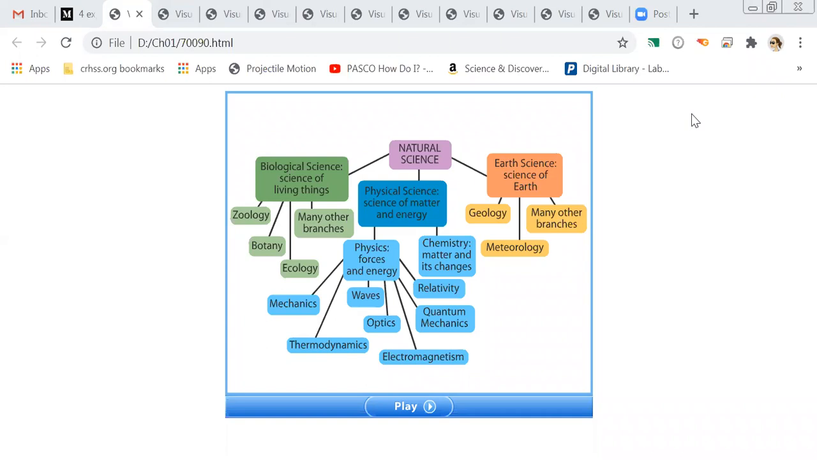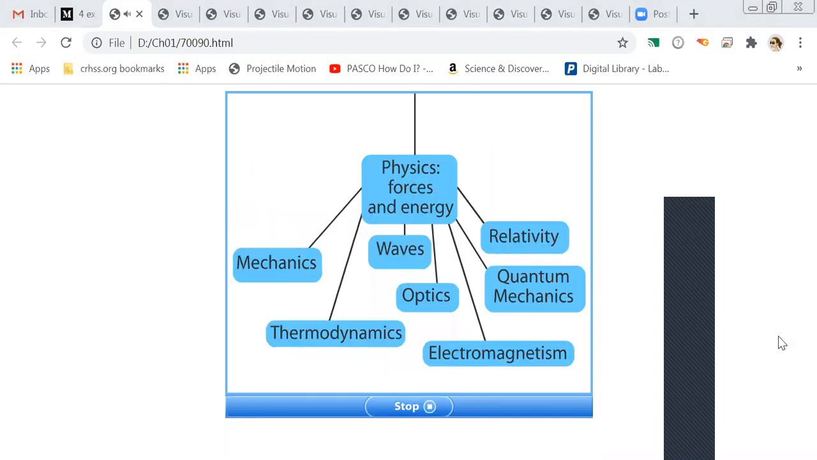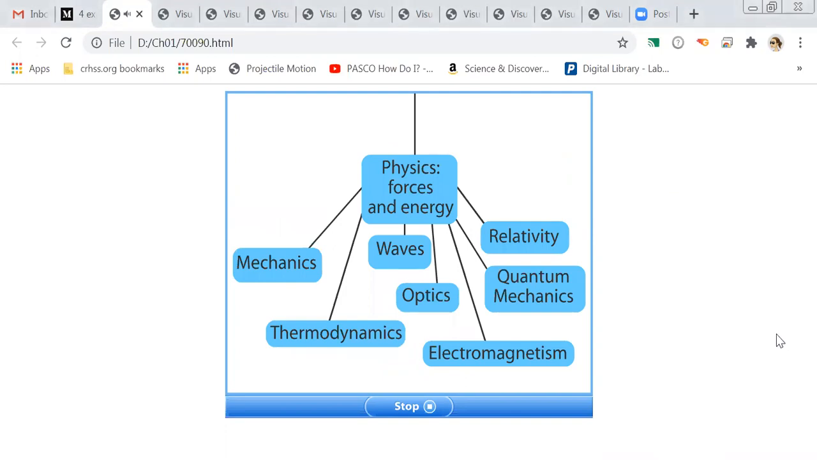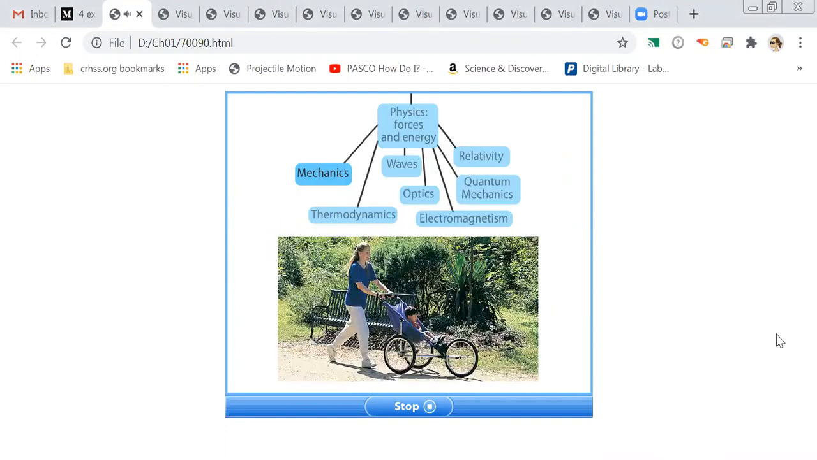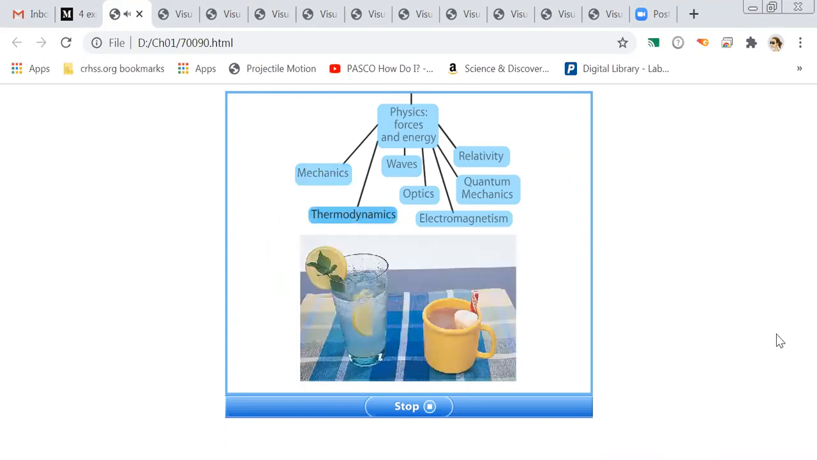The first section is, what is physics? Here it is. Physics is the study of the physical world. There are many branches of physics. Mechanics is the study of motion and its causes. Thermodynamics is the study of heat and temperature.